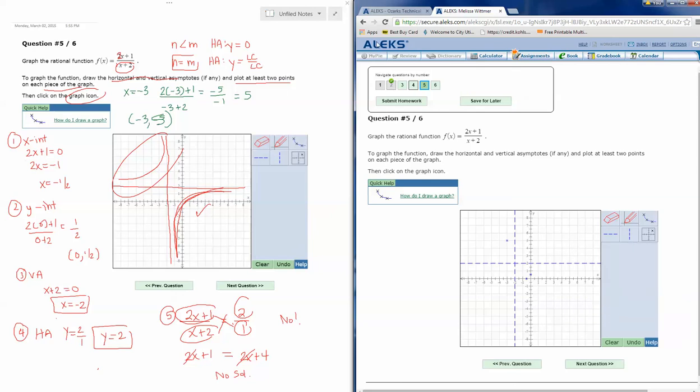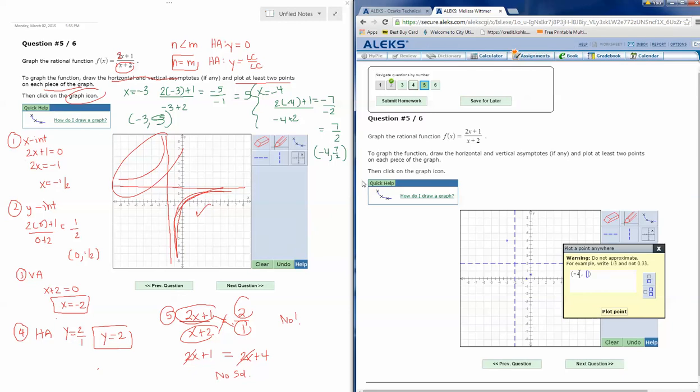Now let's plug in x equals -4. So I have 2 times -4 plus 1, divided by -4 plus 2, and that's -8 plus 1, which is -7, over -4 plus 2, which is -2, and that simplifies to just 7/2. So now I want to plot the point (-4, 7/2). So x is -4, and for y I'm going to pick the fraction and type in 7/2 and plot the point.